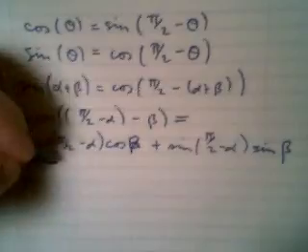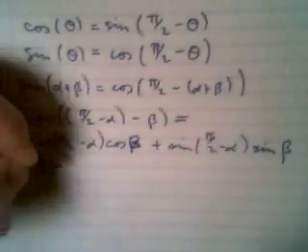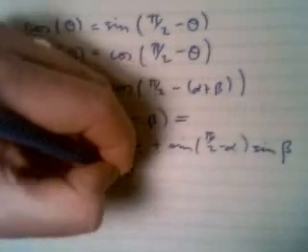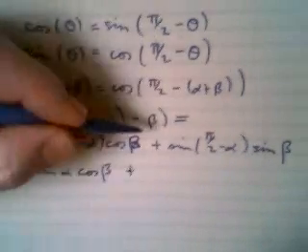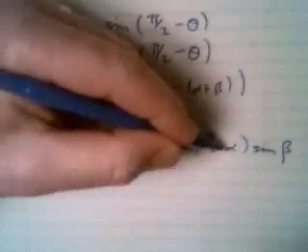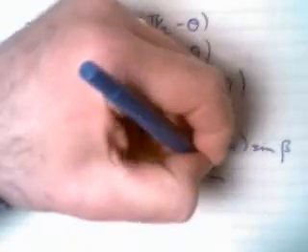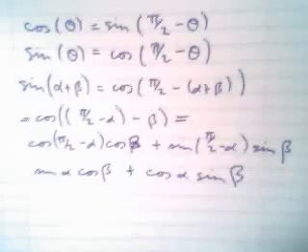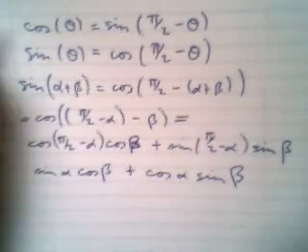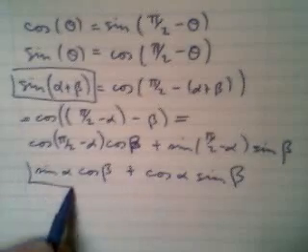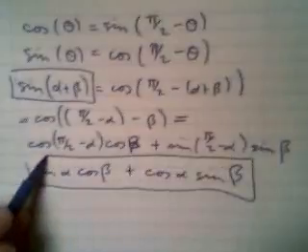Cosine of pi over 2 minus alpha is the same thing as sine of alpha. So we've got sine of alpha, cosine beta for the first term. And for the second term, sine of the complement of an angle is the cosine of the angle, cosine alpha, sine beta. So there's a formula that works for the sine of a sum in terms of combination of sines and cosines.